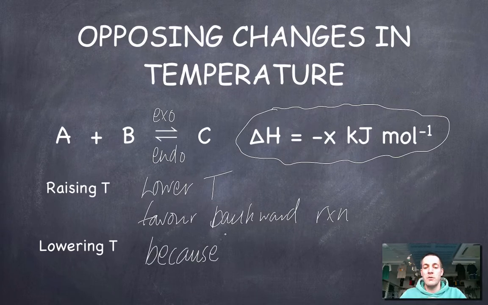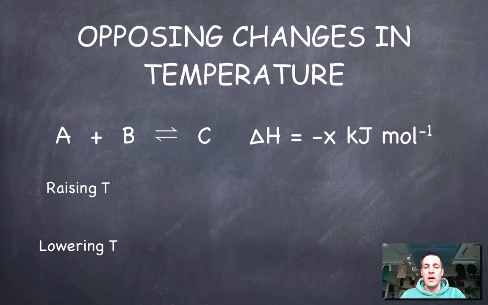Okay, so if I was asked to explain what effect an increase in temperature will have on the position of this equilibrium, I'd say that the position of equilibrium would move left, because as I raise the temperature, the system tries to lower it by favouring the backward reaction because it's an endothermic reaction. Okay, I could say the opposite about lowering temperature. If I lower the temperature, the system will try to increase it.